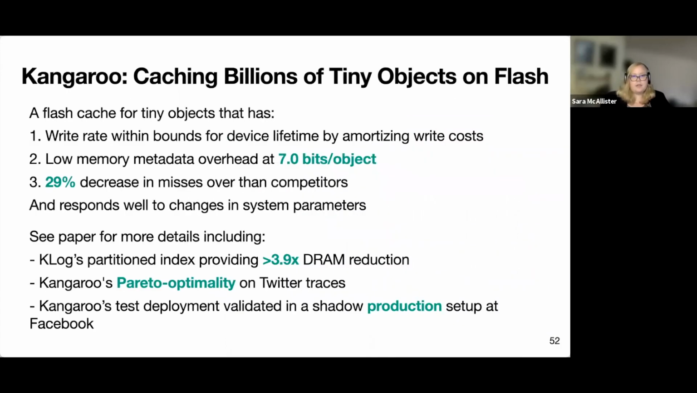So overall, Kangaroo allows us to cache billions of tiny objects on flash. It does this while keeping the write rate within bounds for the device lifetime by amortizing the write costs. It has a low memory metadata overhead, and it allows us to decrease misses over other competitors by 29%. It also responds well to changes in system parameters. I encourage you to look at our paper for more about how Kangaroo optimizes DRAM and its partitioned index for KLog, its optimality on the Twitter traces, and our test deployment in a shadow production setup at Facebook.